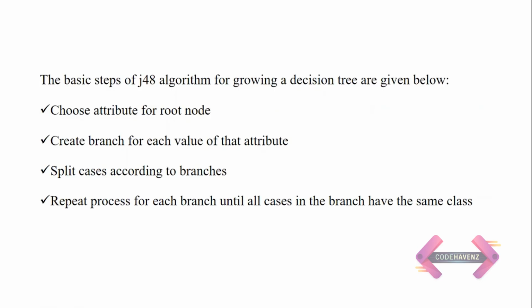Now, what are the basic steps of the J48 algorithm? Firstly, it will choose the attribute for the root node, then create the branches for each value of that attribute. Now split the cases according to the branches, that is, make the decision condition. Based upon the decision condition, it will split the branches. Now repeat the process for each branch until all the cases in the branch have the same class.